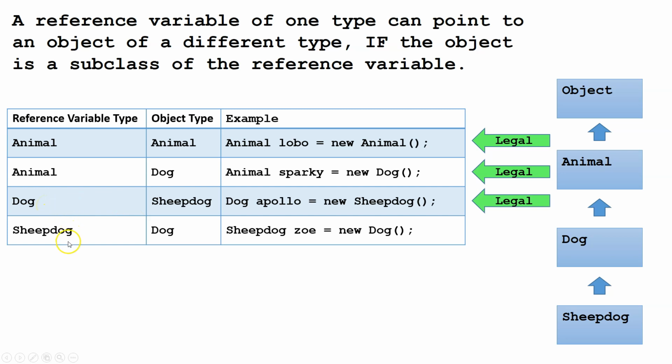Finally, let's look at this example. We have a reference variable Sheepdog and an object Dog. This is not legal because Dog is not a subclass of Sheepdog.